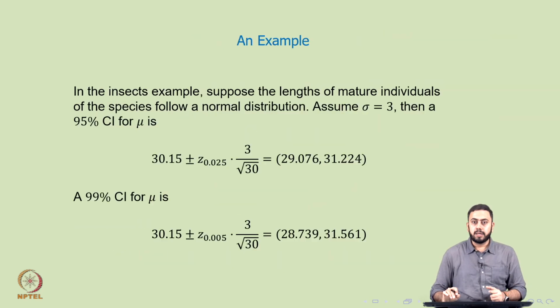to be normal here. Alright, so again a small example in the earlier insects example: suppose we also know that the lengths of all the mature individuals of the species follow a normal distribution.